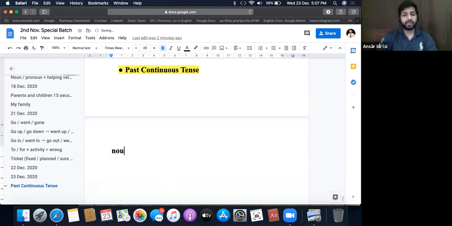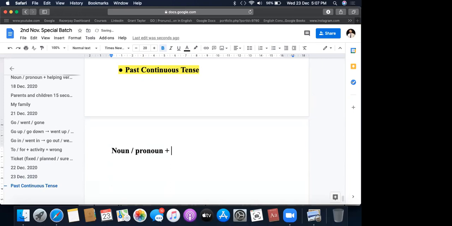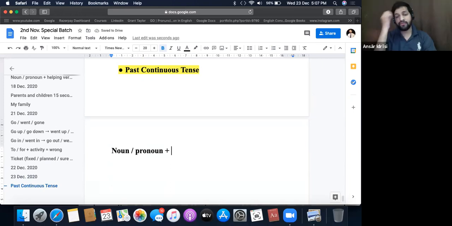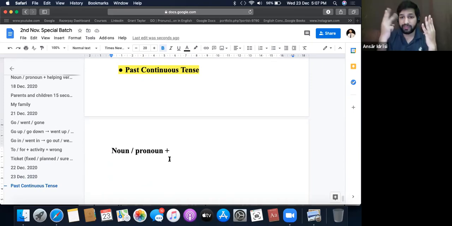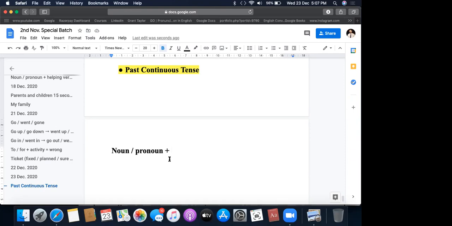Now what is the rule? The rule is noun. What do you mean by noun? Noun means the name of a person, place, animal, thing, or idea. Noun or pronoun. What do you mean by pronoun? I, he, she, it, you, we, they. These are the 7 pronouns we have in English. Noun or pronoun plus helping verb.